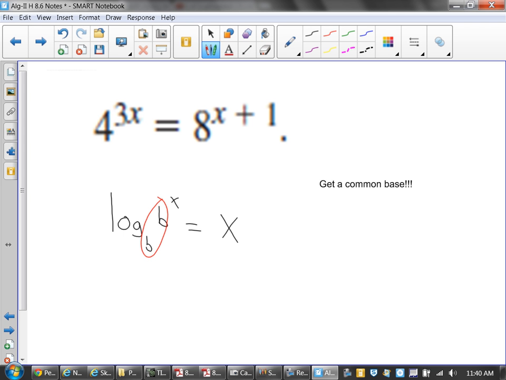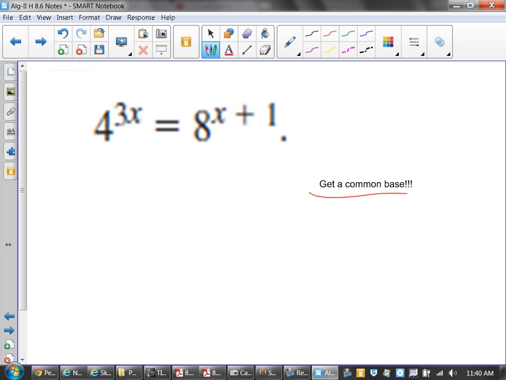So what happens now is that when we have equations like this, we try our best to get a common base. That's one of the methods that we use to solve. If I'm looking at the problem I have here, I have things written up in terms of a base of 4 and a base of 8. How can I rewrite a 4 and an 8 to have a common base? 2. I can write them as 2 squared and 2 to the third.